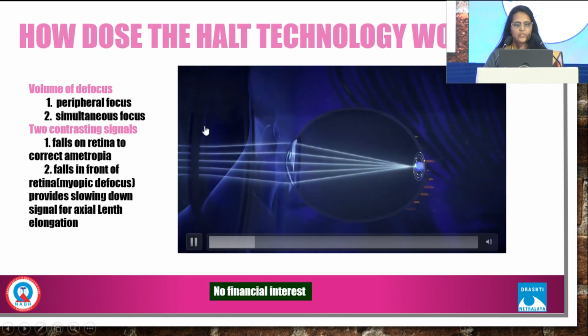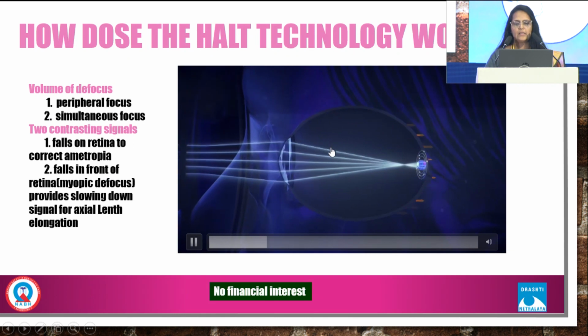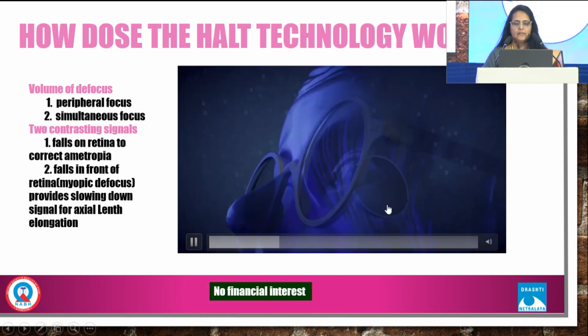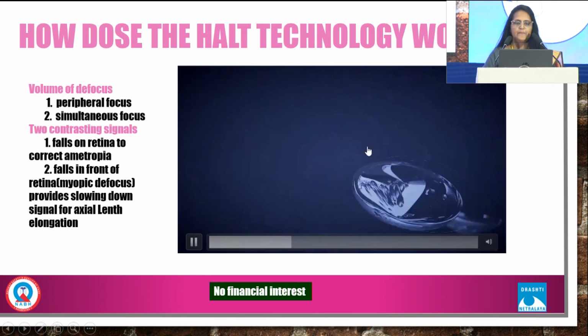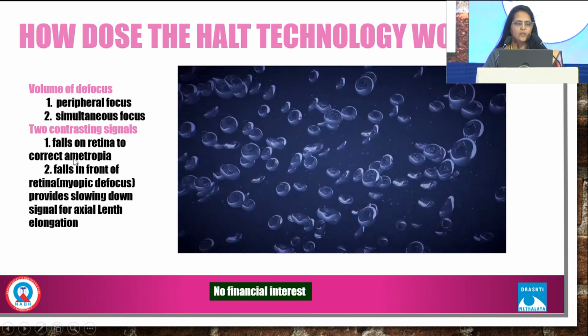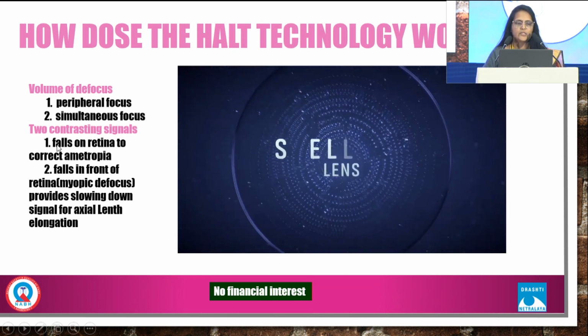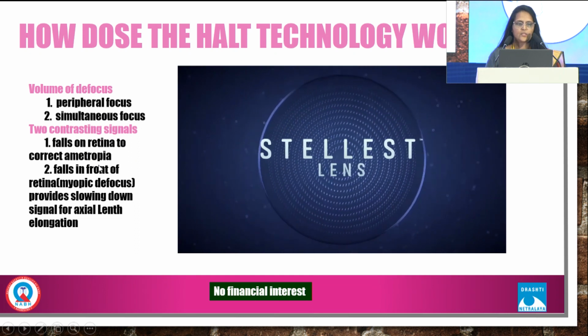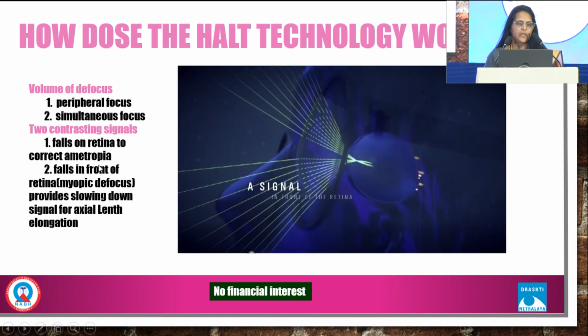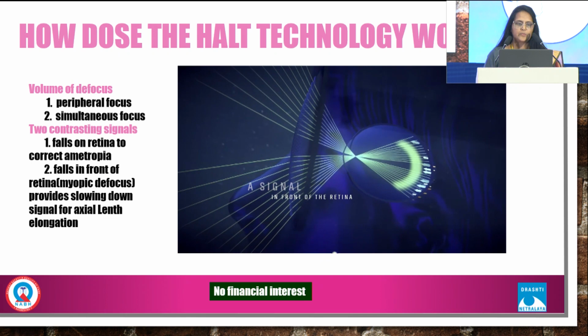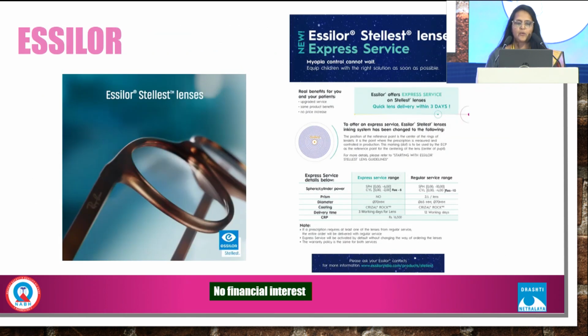If we put a normal single vision lens, that is a stimulus for axial length elongation. But here two contrasting signals fall on the retina: one corrects to emmetropia, and the other falls in front of the retina to create the myopic defocus.